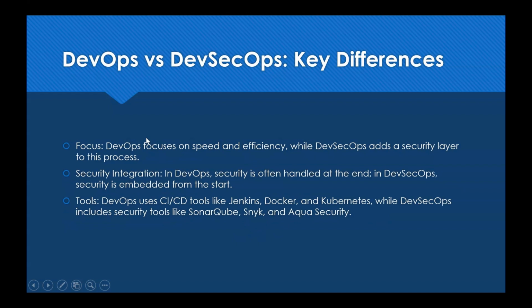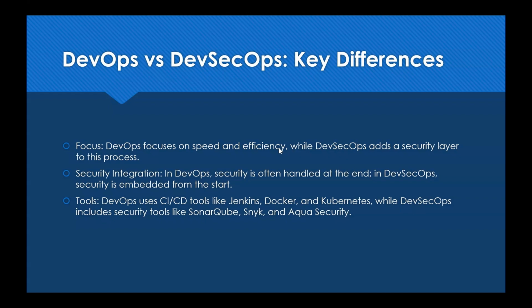Now let's discuss the differences. What are the key differences between DevOps and DevSecOps? DevOps focuses on speed and efficiency, while DevSecOps adds a security layer to this process. So if your project requirement is to focus on speed and efficiency, you can choose DevOps. And if you need an extra layer of security, you can choose DevSecOps. You can add DevSecOps inside your project, or you can create your pipelines accordingly.